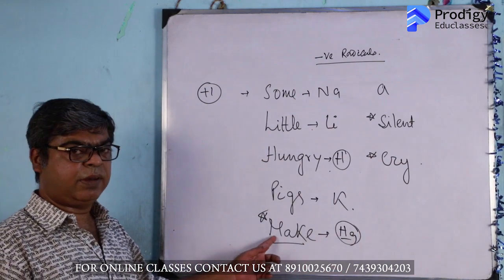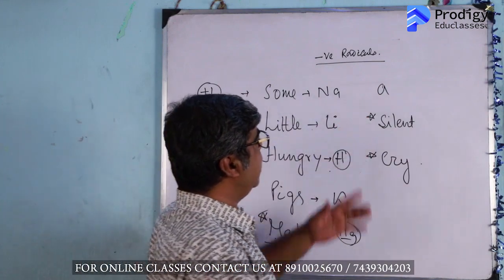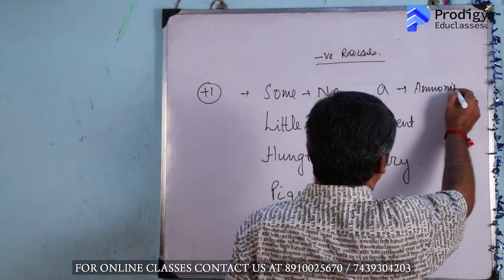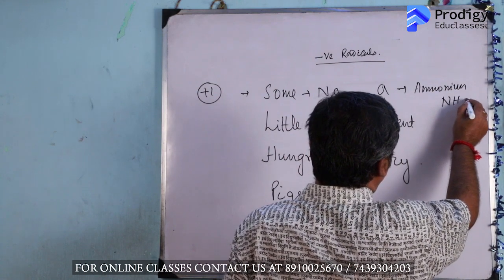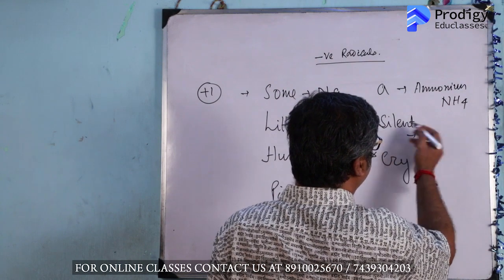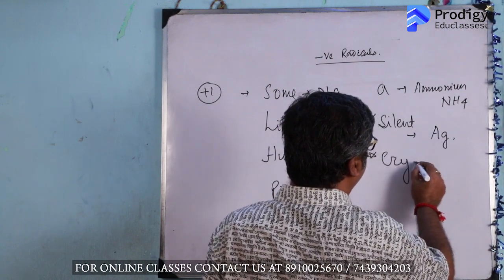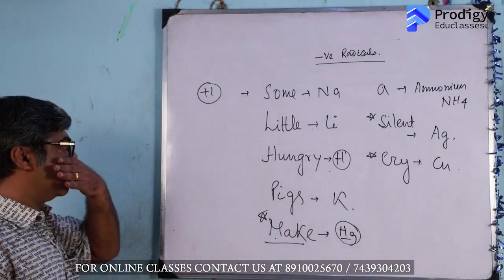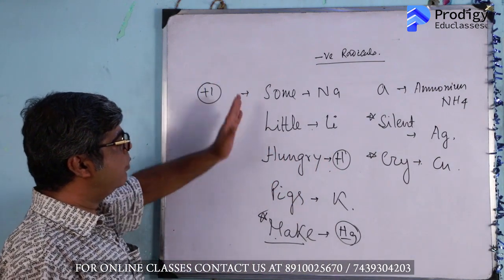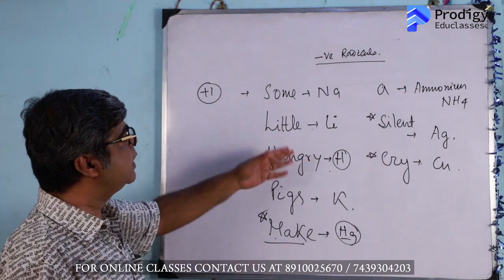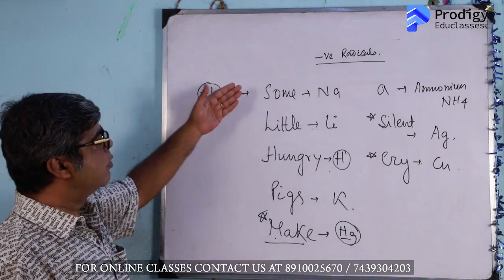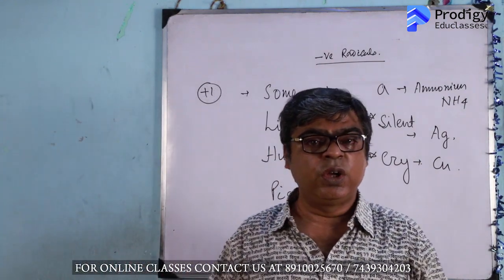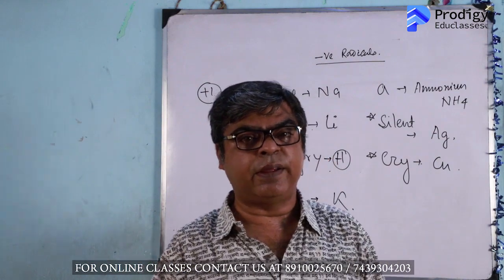It begins with N, isn't it? A means not aluminium but ammonium. Ammonium, that means NH4. Silver means Ag, and Cry means copper, Cu. You see, so what is the shortest way to remember the common elements which are valency 1, positive 1? Some little hungry pigs make a silent cry, which literally means কিছু ছোট ছোট ক্ষুধার্ত শুয়োর নীরবে কাঁদে.